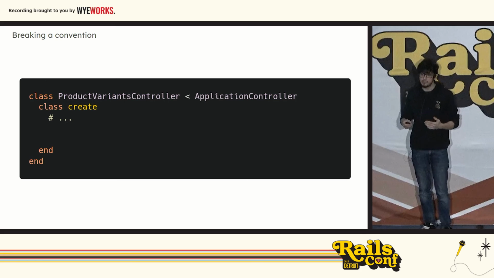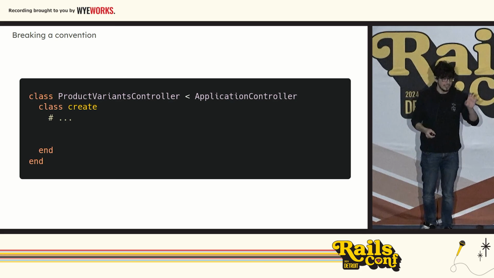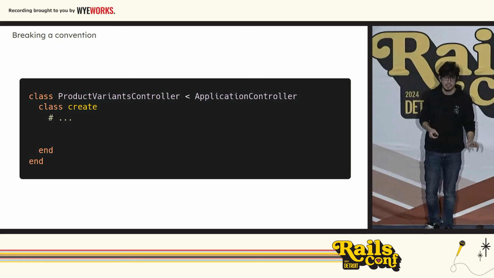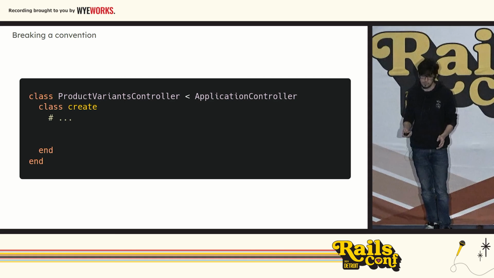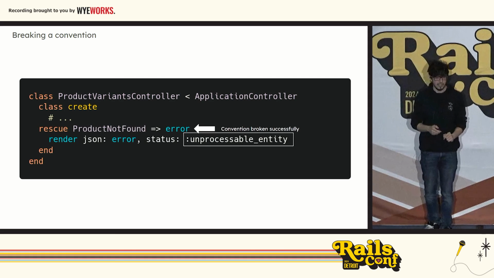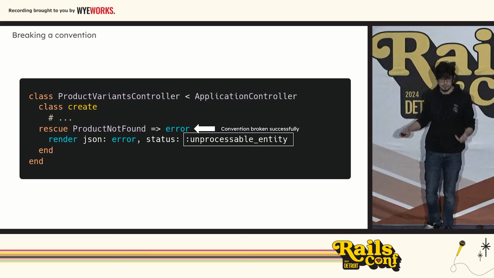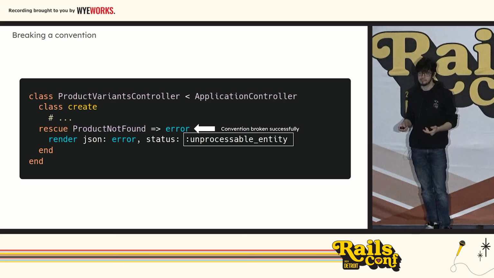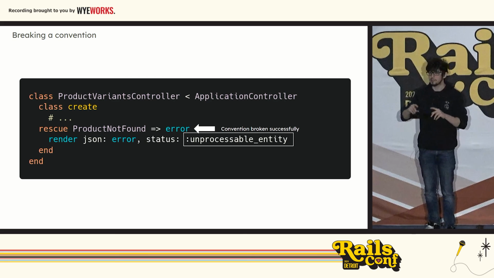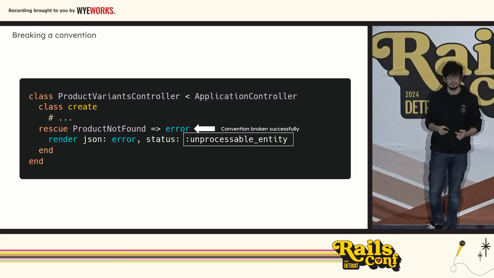And if we need to break this convention, for some reason, in a situation where I do have a not found that I don't want to return 404 for, we can just go back to our controller and add a specific rescue for that. Then we break that convention successfully, without affecting any other place that uses that approach.